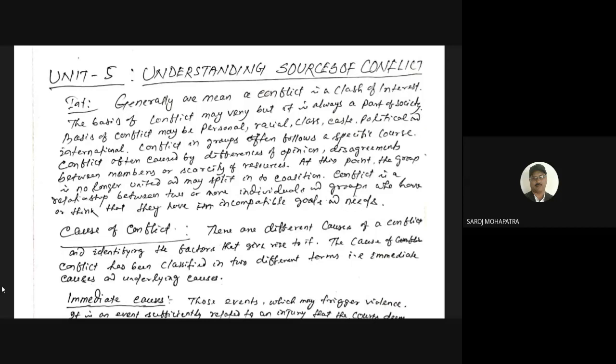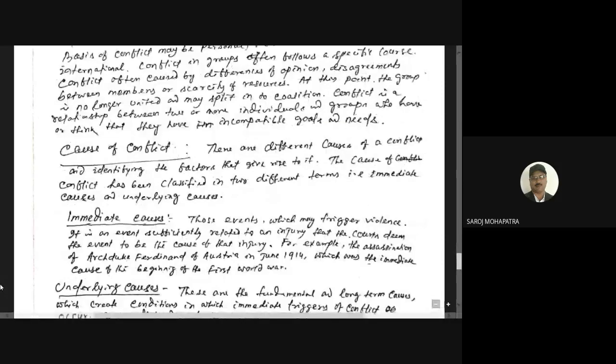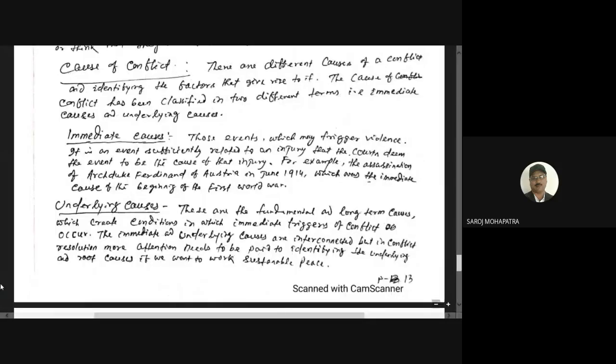So now we'll see the cause of a conflict. Before we know the source, we have to see the cause of a conflict. There are different causes of a conflict, and identifying the factors that give rise to it matters. The causes of a conflict have been classified into two terms, that is immediate causes and underlying causes.